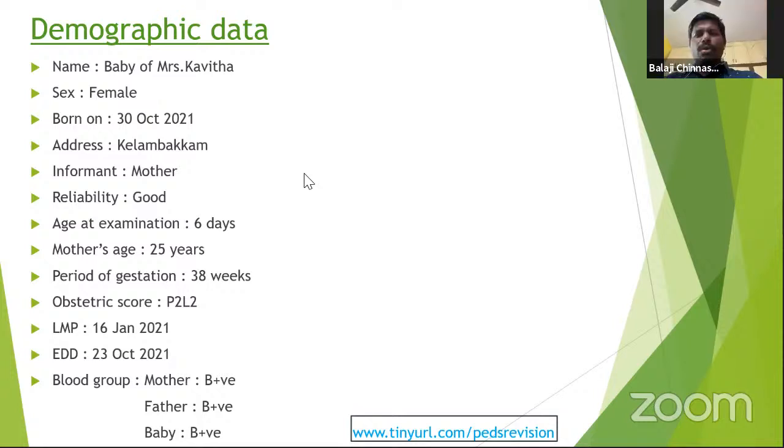So 6 days old female baby of Kavita, born how many days prior to the expected date? So it might be 5 days or 1 week, born 5 days prior to the expected date. And it's being born out of a consanguineous or non-consanguineous marriage. Okay. So with the obstetric status being P2L2. Like that, try to put it up in a single line, okay, before going on to the presenting complaints.